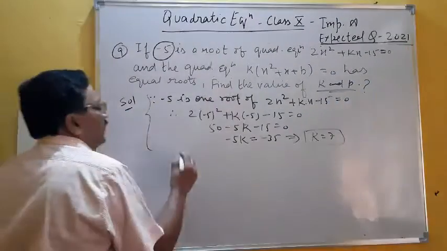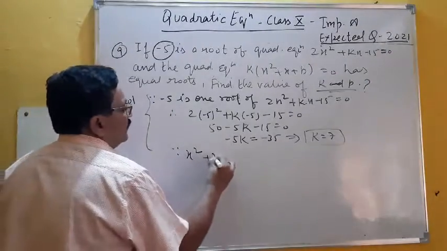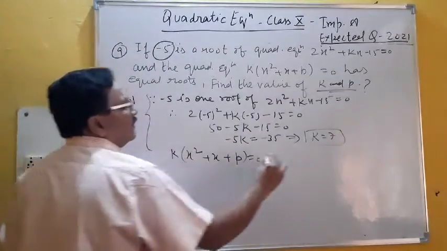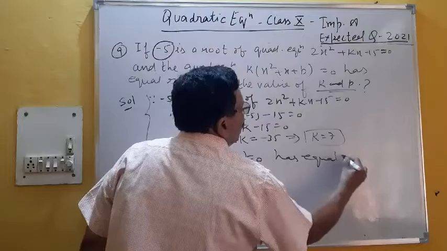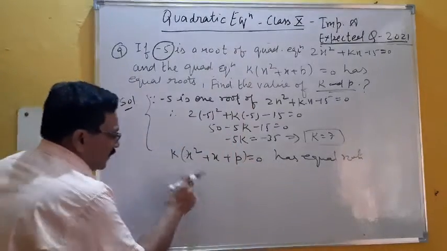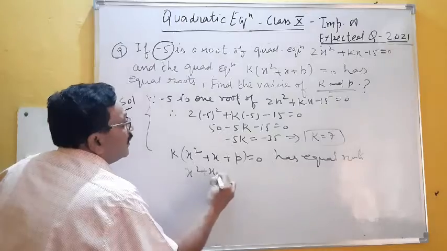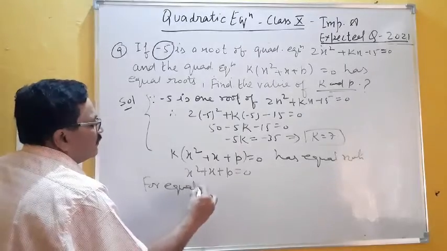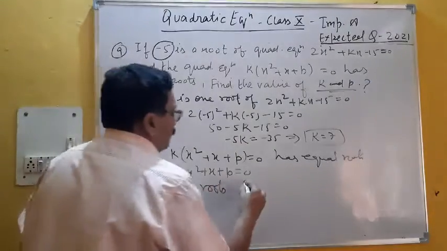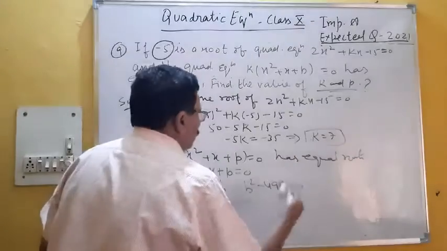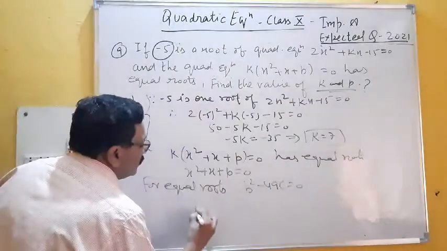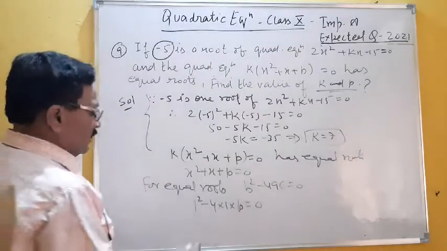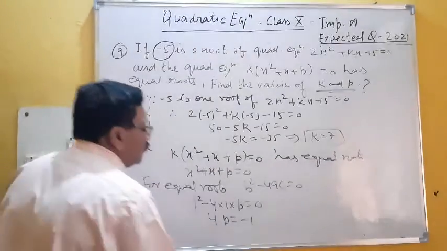Now solve the second part for p. Since x square plus x plus p equal to 0, I am taking this k here also, has equal roots. So now transfer k this side. What will you get? x square plus x plus p equal to 0. For equal roots, b square minus 4ac is equal to 0. Substitute the values. b is 1. 1 minus 4 into 1 into p equal to 0. Simple it is.